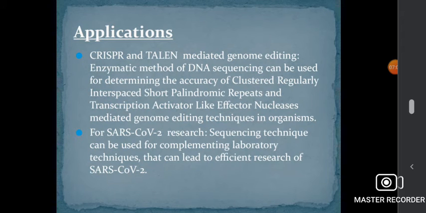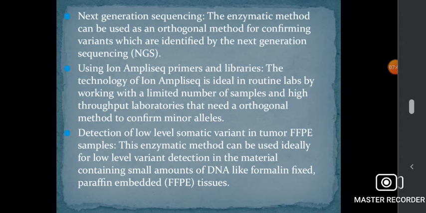The applications of the enzymatic method. First, CRISPR and TALEN mediated genome editing. The enzymatic method of DNA sequencing can be used for determining the accuracy of clustered regularly interspaced short palindromic repeats and transcription activator-like effector nucleases mediated genome editing techniques in organisms. The second application is SARS-CoV-2 research. The sequencing technique can be used for complementing laboratory techniques, which can lead to efficient research on SARS-CoV-2.